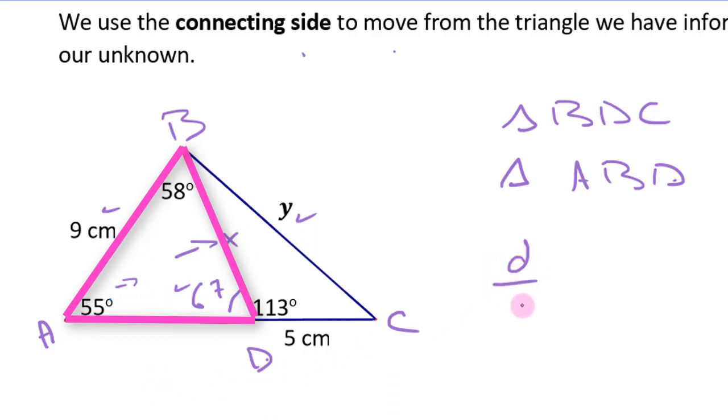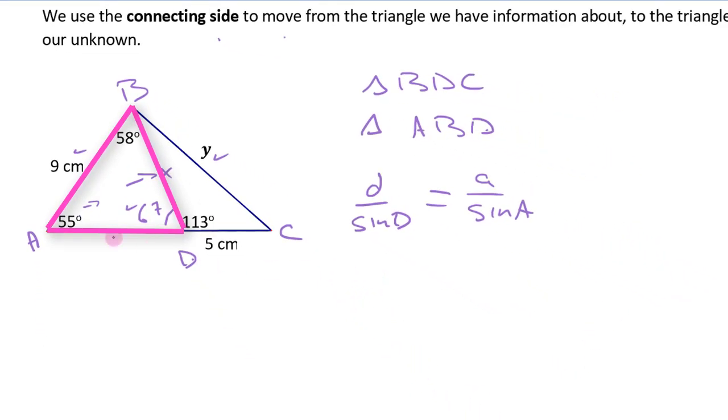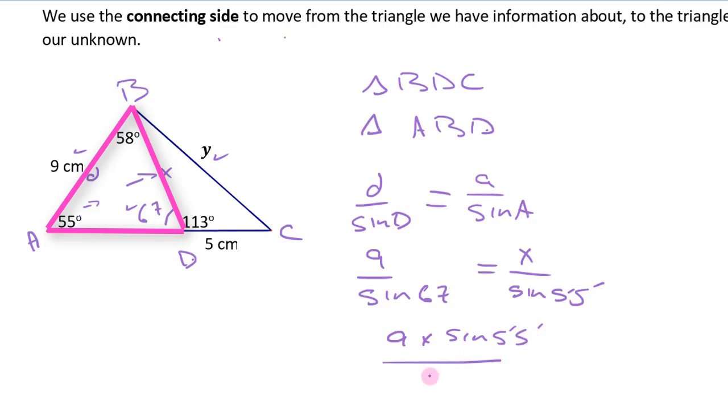So we get d over sine of d is going to equal a over sine of a. Substituting in what we know, that side D, which is this side over here, is 9. Angle D, we just calculated to be 67 degrees. A is going to be what we marked as X, and angle A is 55. Now I can cross multiply. I get 9 times sine of 55 over sine of 67 is going to equal X.